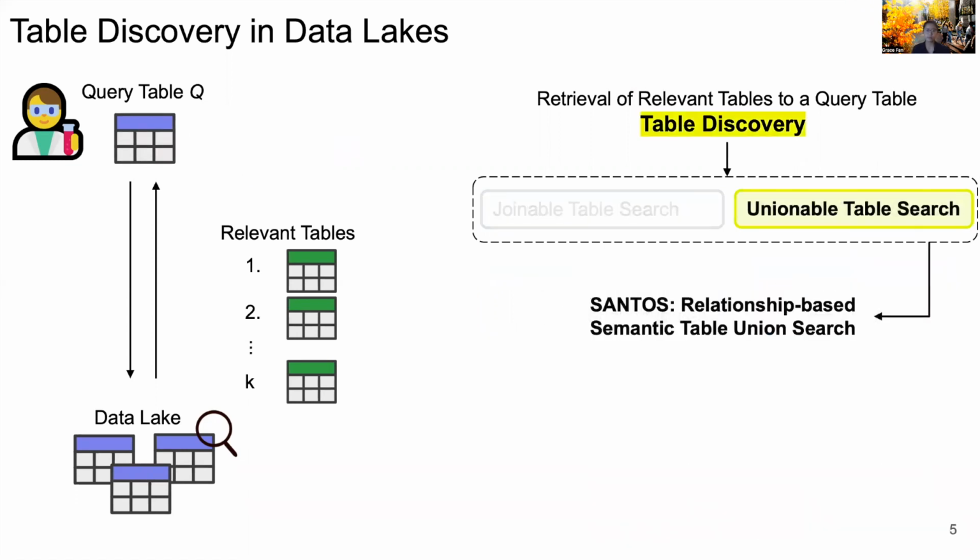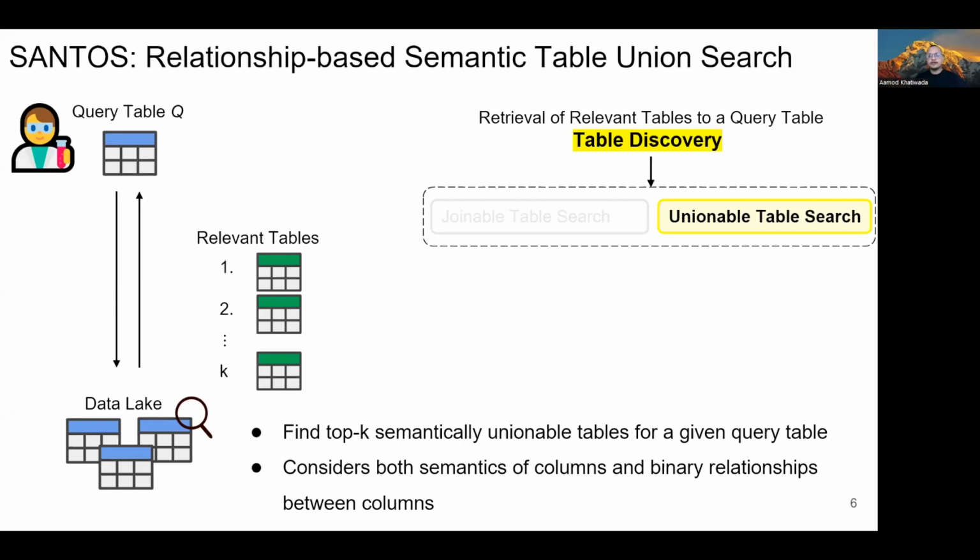We focus on the problem of unionable table search in our work titled SANTOS, Relationship-Based Semantic Table Union Search. Today we present a new table discovery system called SANTOS, which is a relationship-based semantic table union search technique. Given a query table by the user, whom we consider to be a data scientist, SANTOS returns the top K data lake tables that can be unioned with the query table. Here, K is a positive integer given by the user, which is the number of data lake tables that the user wants SANTOS to return.